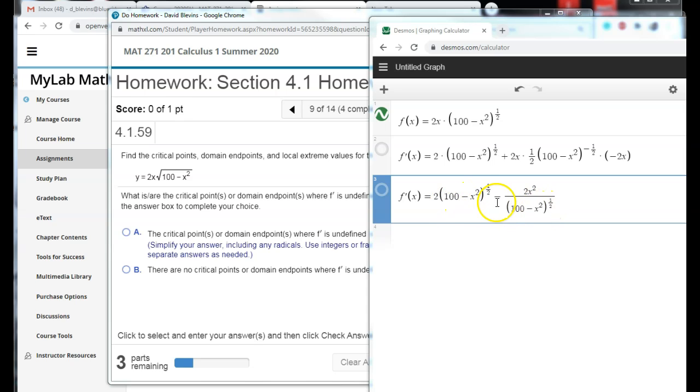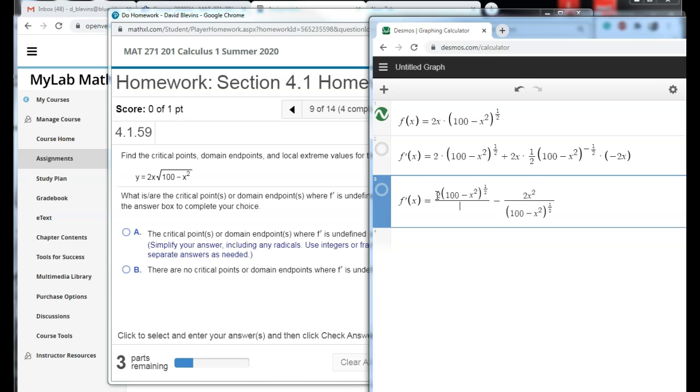And now if I want to get a common denominator, if I want to take all of this stuff and put it over this same denominator, it wasn't there before, and I'm making it there, so I have to multiply the top by that same thing. And when I do, I get this 100 minus x squared to the 1/2 times itself, which is just 100 minus x squared.